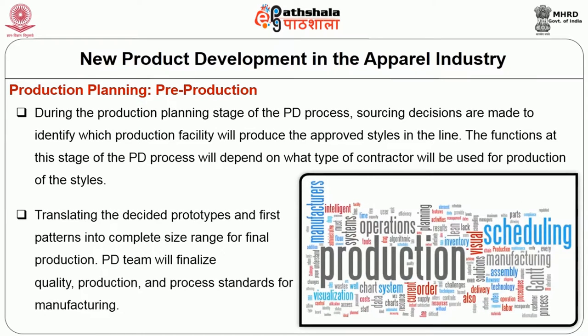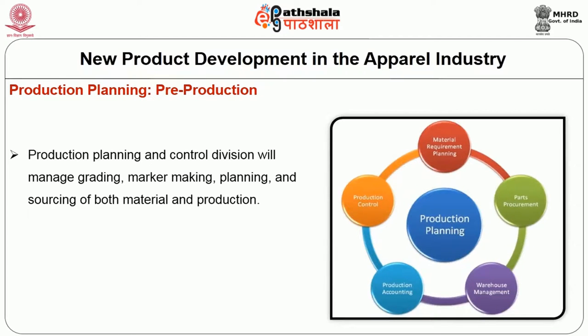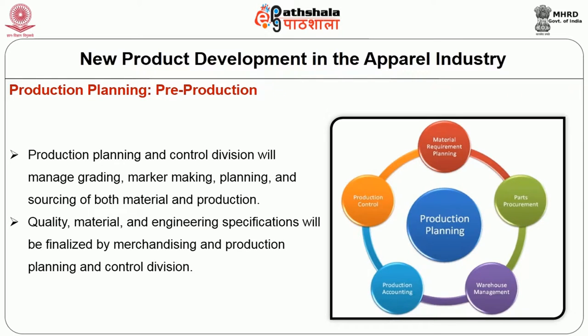Translating the desired prototypes and first patterns to a complete size range for final production. Product development team will finalize the quality, production and process standards for manufacturing. Production planning and control division will manage the grading, marker making, planning and sourcing of both the material and the production. Quality, material and engineering specifications will be finalized by merchandising and production planning and the control division.